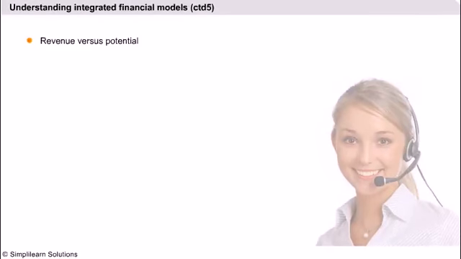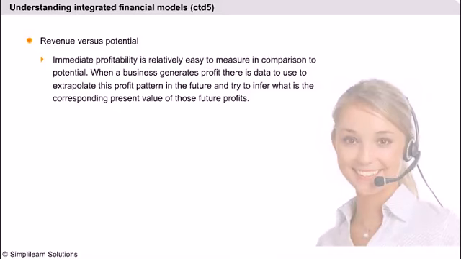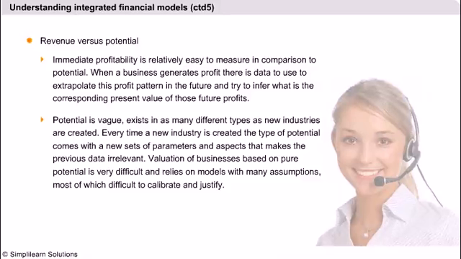Let's try to compare those two aspects of value. Immediate profitability is relatively easy to measure compared to potential. When a business generates profit, there is data to use and extrapolate past profit patterns into the future and try to infer what the corresponding present value of the future profits is. Unlike proven profitability, potential is vague and difficult to measure. Assume that a company provides a huge number of clients with free phones and monthly phone subscriptions. How do we measure the potential profit that could result from the company's ability to convince people to start paying for the service? This is tricky, and any valuation would only be a model relying on several assumptions.